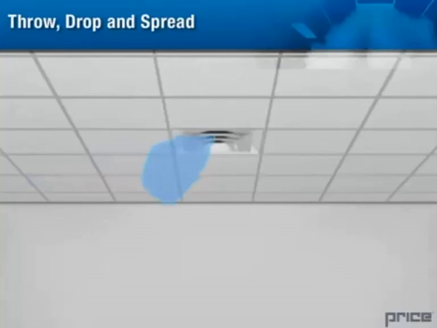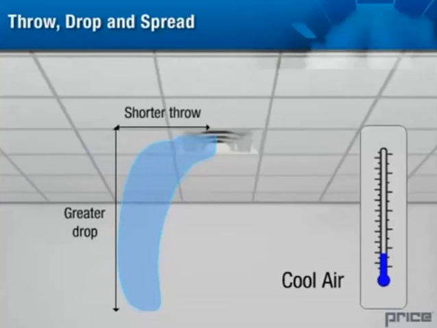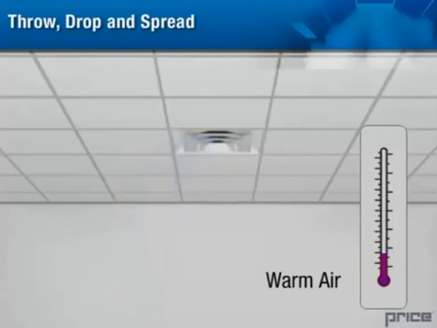The temperature of the supply air affects both the throw and drop. Cool air is more dense and tends to fall away from the ceiling, which results in shorter throw distances and greater drop. Warm air is less dense and tends to rise toward the ceiling, which results in longer throw distances and less drop.